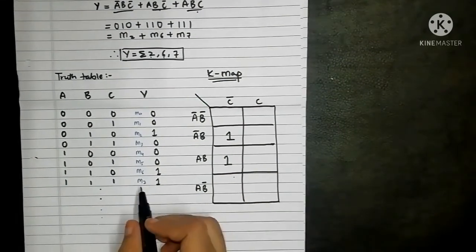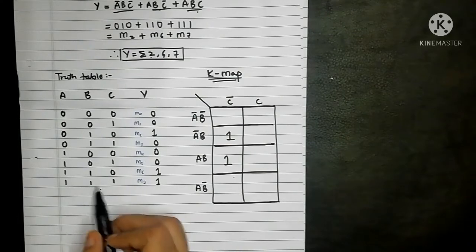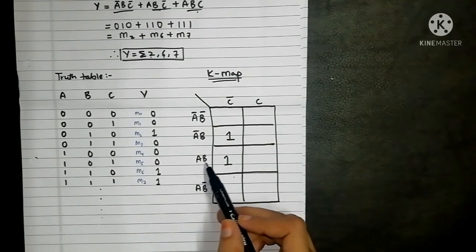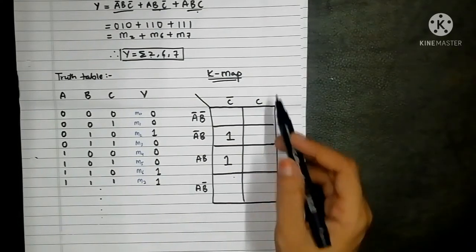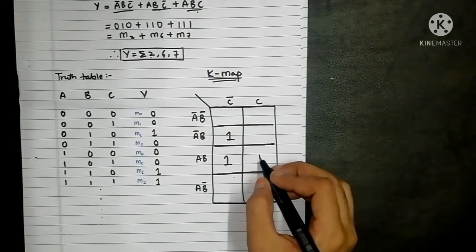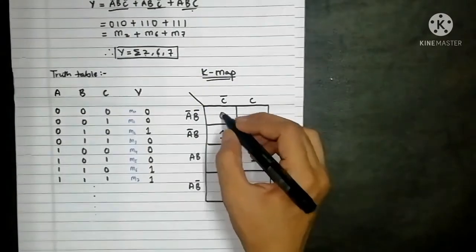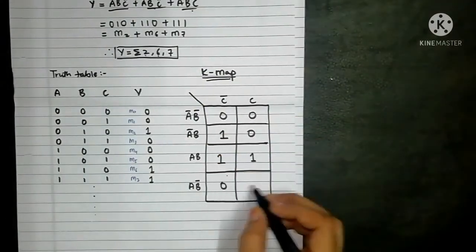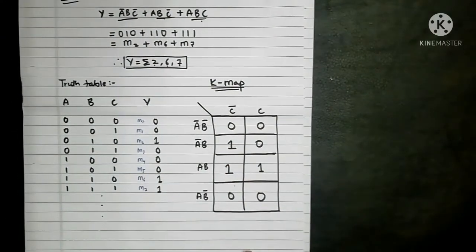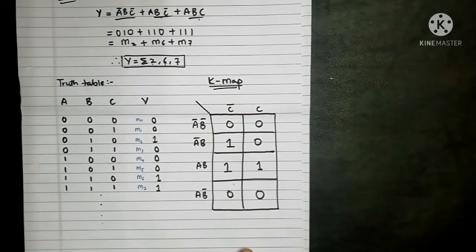Then for M7 we are getting 1. So A, B and C is here. So third row, second column, put 1. And the remaining blocks will get the value 0. So in this way SSOP form is represented on K-map.